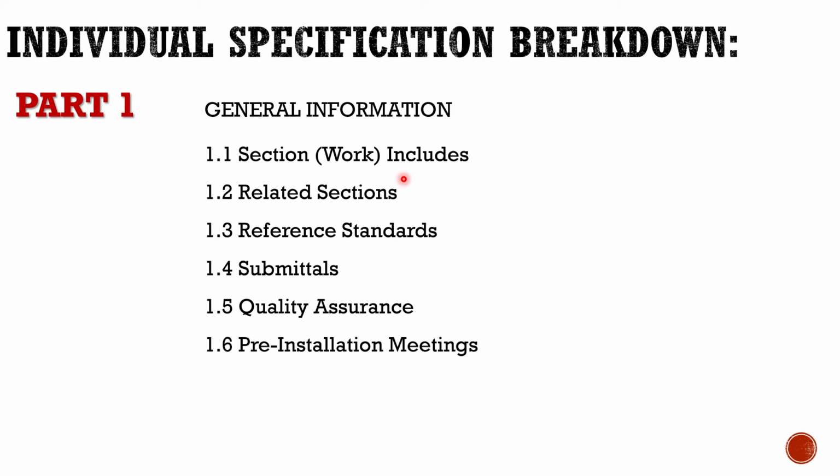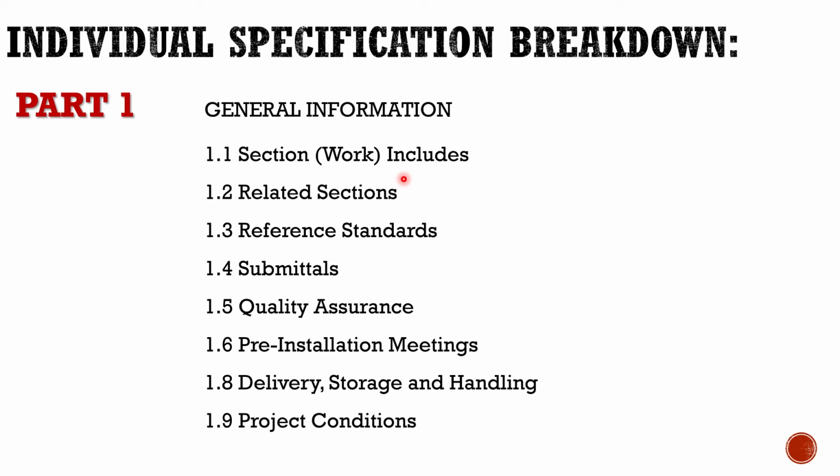Pre-installation meetings, delivery, storage, and handling, and project conditions and sequencing. You want to identify delivery, storage, and handling because, let's say you submit a piece of equipment on site and it gets destroyed by rain. If you specify that in the specification and it gets rained on, the contractor is responsible to replace that. But if you don't specify that, the contractor is going to charge you to buy another one. So that's why specifications are important.